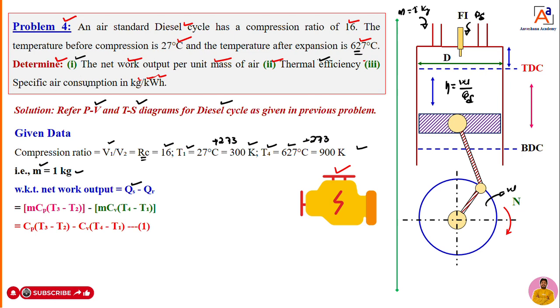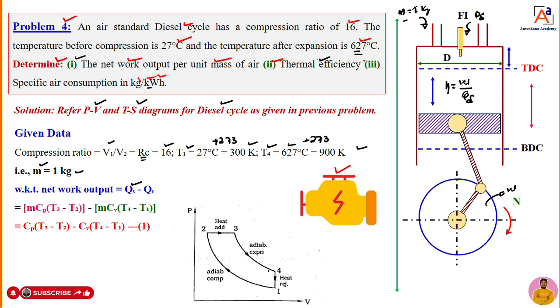Then the specific air consumption: how much air is consumed to produce 1 kilowatt hour of power, that we need to calculate. This is our finding now. So now you can see the PV diagram.